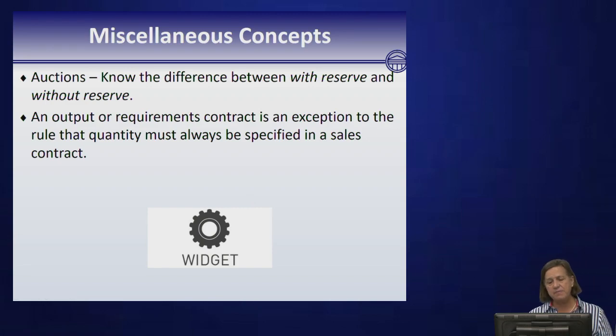Some miscellaneous concepts. With sales at auction, know the difference between an auction with reserve and without reserve. Remember, if goods are sold at an auction without reserve, they must be sold to the highest bidder. An output or requirements contract is an exception to the rule that quantity must always be specified in a contract for the sale of goods. Remember, one of the things that must be in a contract for the sale of goods is quantity, with, of course, an output or requirements contract being an exception to the rule.